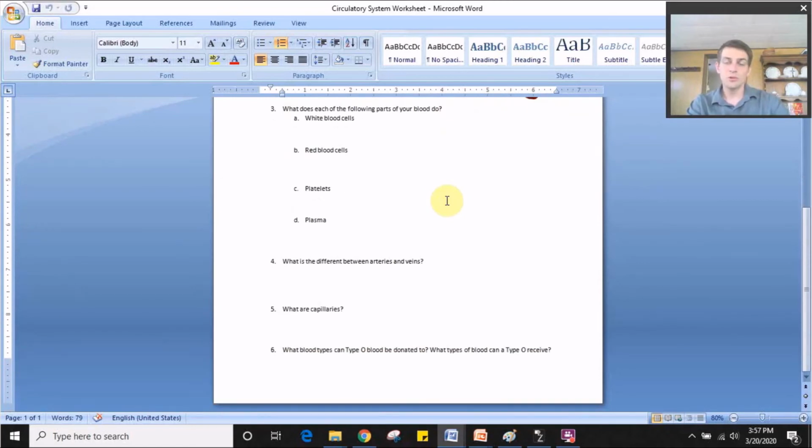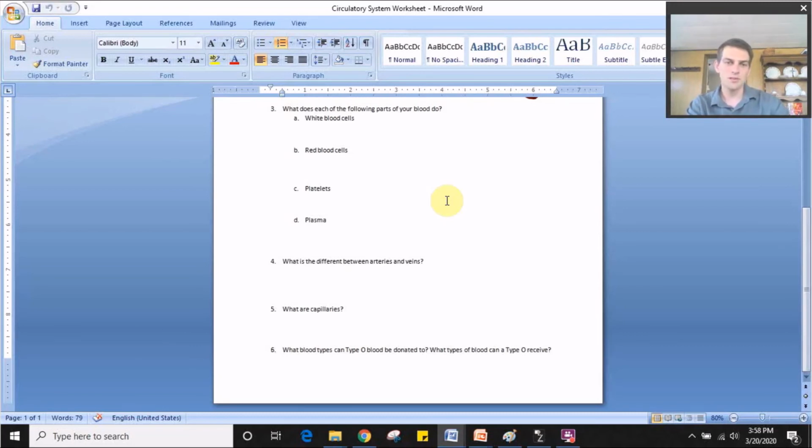What is the difference between arteries and veins? Arteries carry blood away from the heart, and veins carry blood back towards the heart. And you might want to add that arteries are usually oxygen-rich, and veins are usually oxygen-poor, except in the case of between the lungs and the heart.